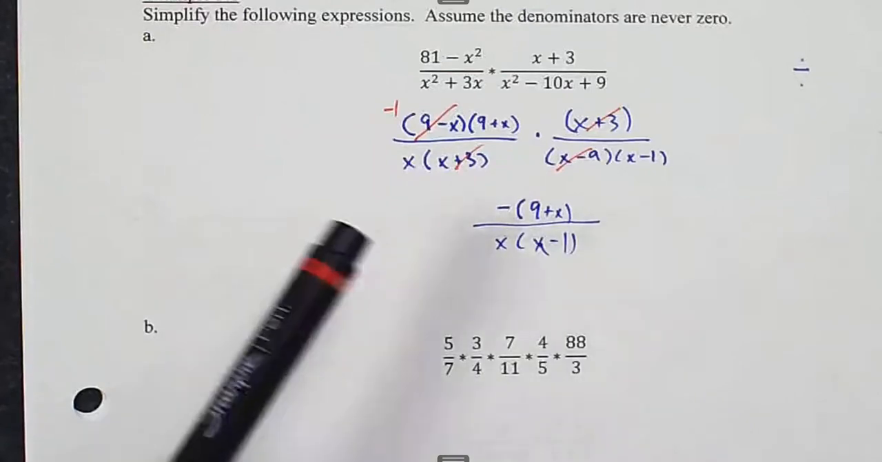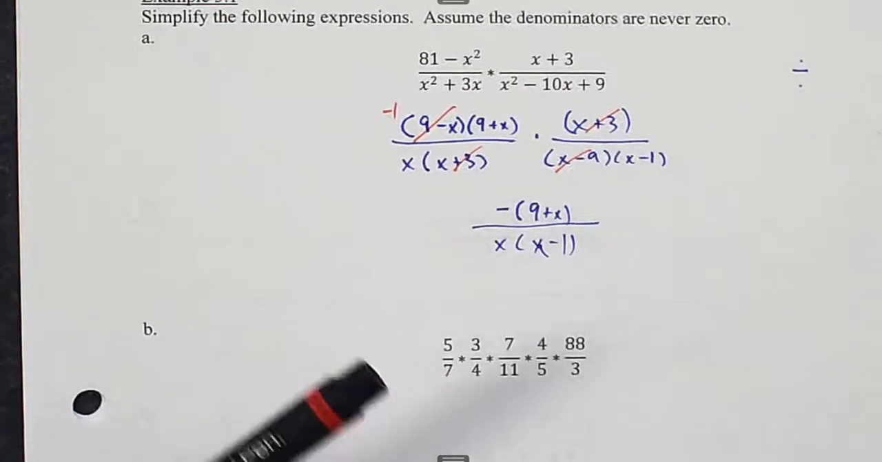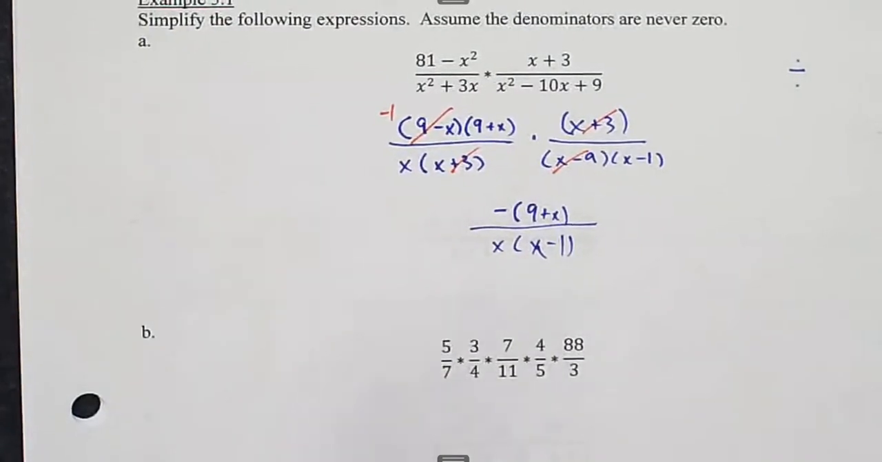Now this is something we definitely can't do with adding and subtracting. Adding and subtracting, we've got to get common denominators. Multiplying, we don't need common denominators. We just multiply top times top, bottom times bottom.